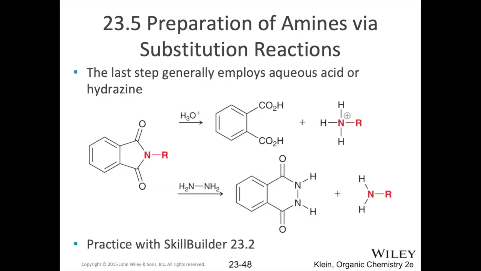Okay, so once you've got that alkyl group substituted onto that nitrogen, you can just react it either with an acid to get the corresponding ammonium ion, or with hydrazine to get the corresponding neutral amine. Okay, but basically that alkyl group that we added on from our alkyl halide is now attached to a nitrogen as either a primary amine or a primary ammonium ion.